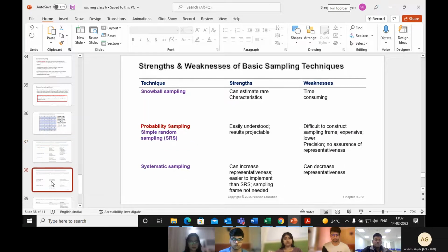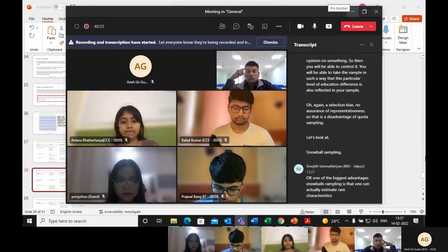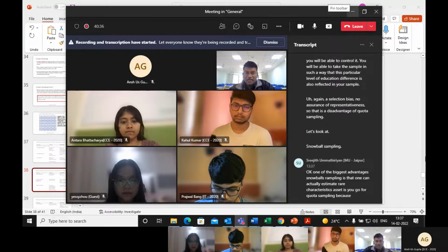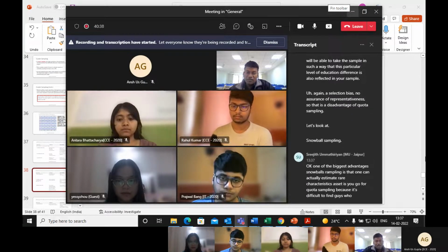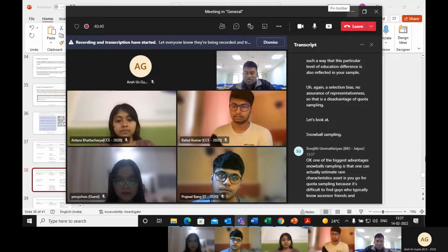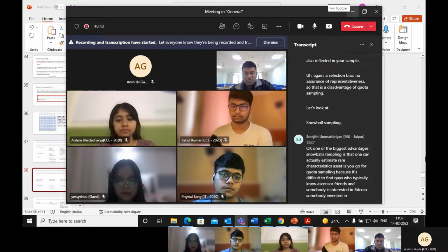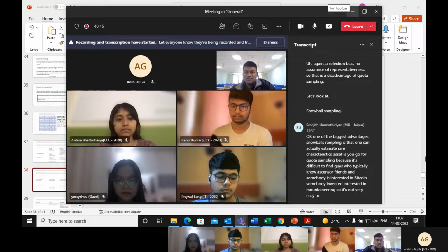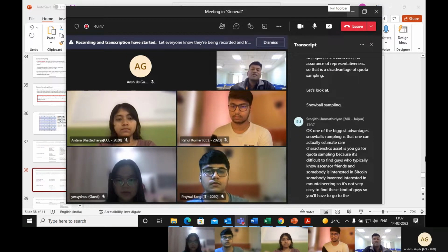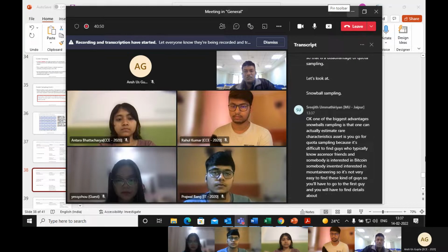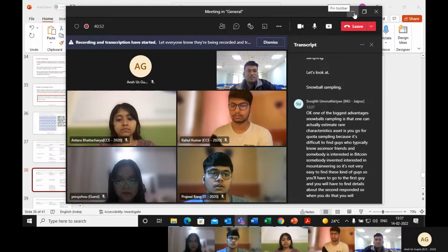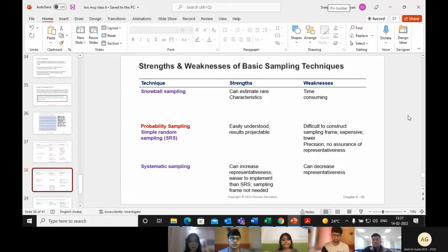Let's look at snowball sampling. Okay, one of the biggest advantages of snowball sampling is that one can actually estimate rare characteristics. As it is, you go for it because it's difficult to find guys who are, say for instance, interested in Bitcoin, or interested in mountaineering. So it's not very easy to find these kind of guys. So you'll have to go to the first guy and you will have to find details about the second respondent. When you do that, you will sometimes find interesting insights which you otherwise don't get. You can estimate rare characteristics because these are people you will not find.